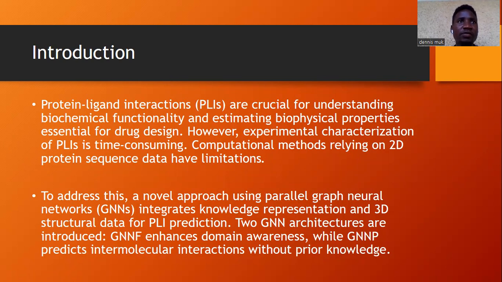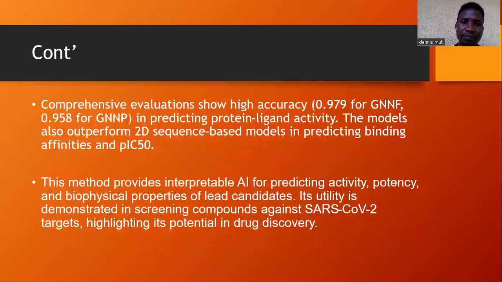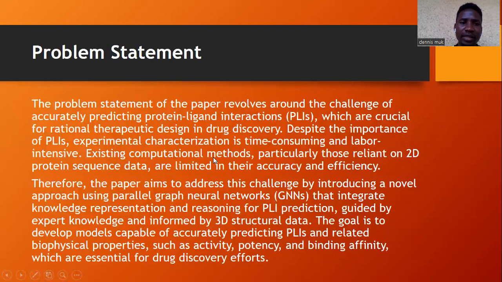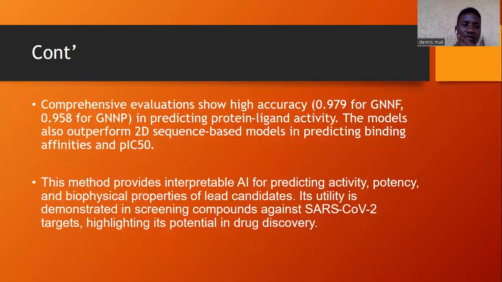So this paper aims at finding better means of estimating the biophysical properties that are essential for drug design using PLIs. So we shall move on and look at the problem statement.